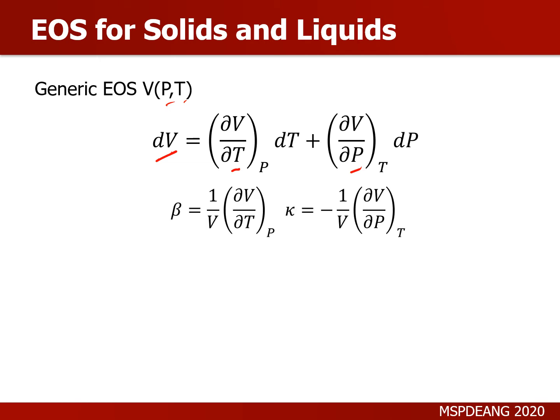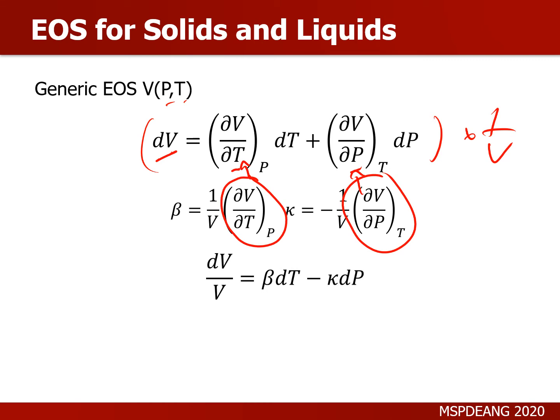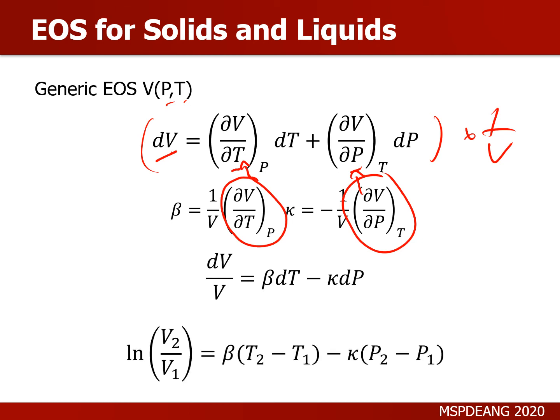Recall that we have the values of beta and kappa to be the following. This term you can have as beta, and this term, kappa. So just divide this whole expression by V. We can now obtain this particular differential equation: dV over V is equal to beta dT minus kappa dP. And assuming that beta and kappa are constants, we can now integrate such that ln of V2 over V1 is equal to beta times delta T minus kappa times delta P.